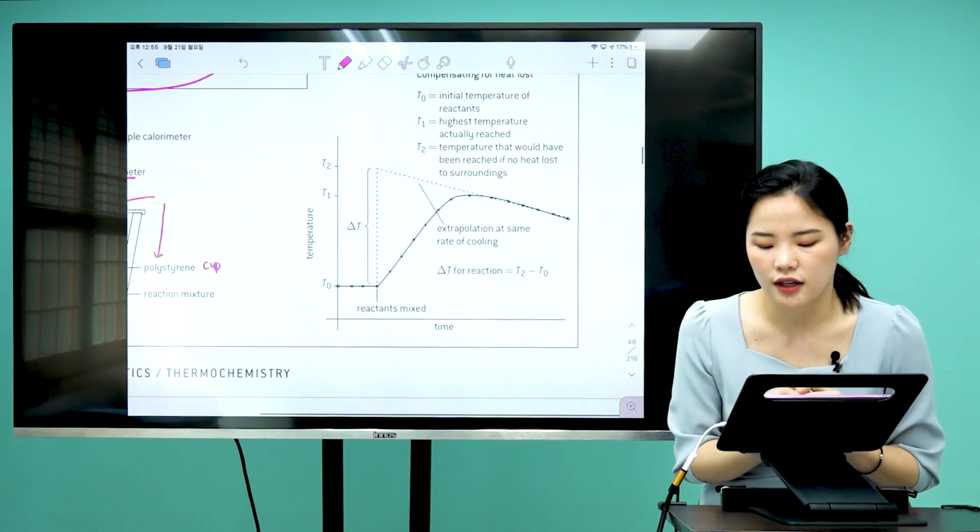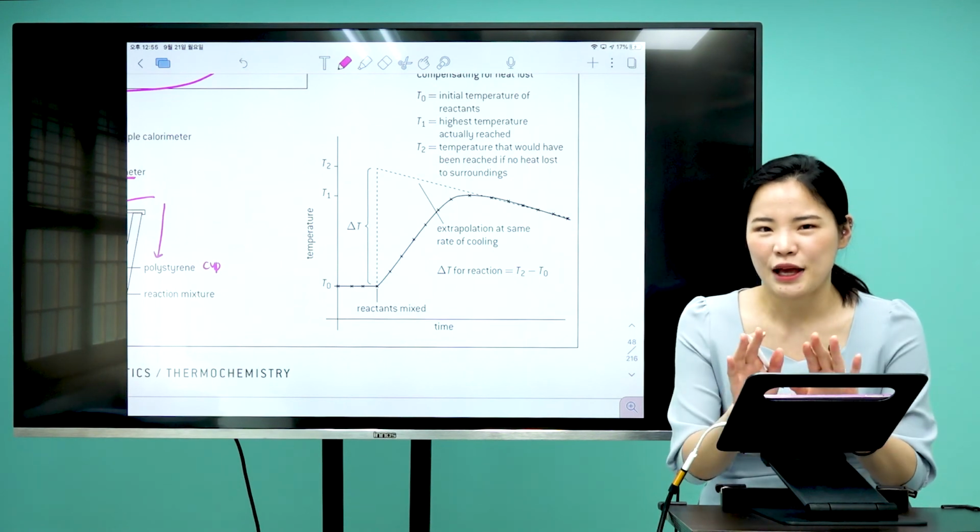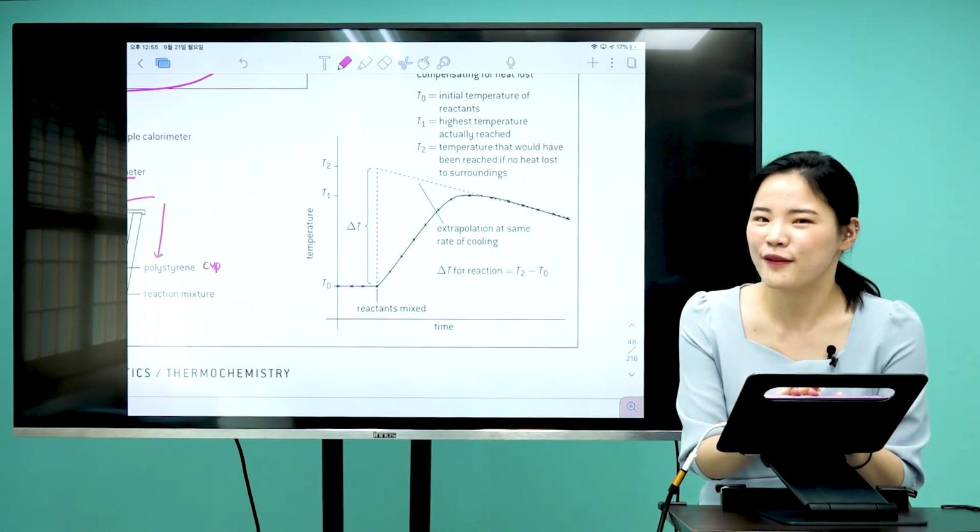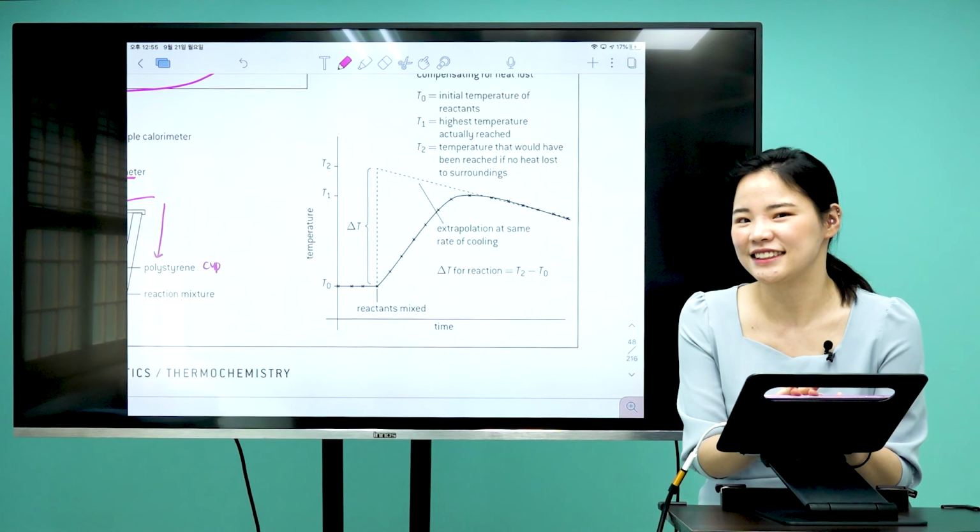So we can draw the graph with it, and in order to study graphs, we will see in the real class. I'll see you a bit soon.